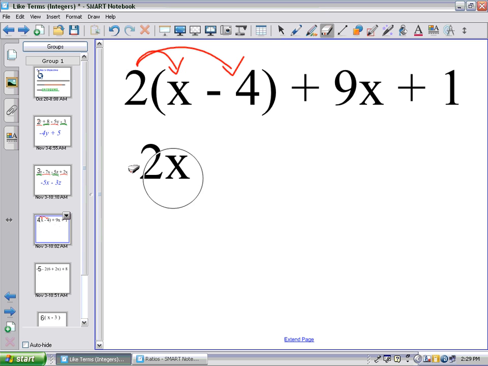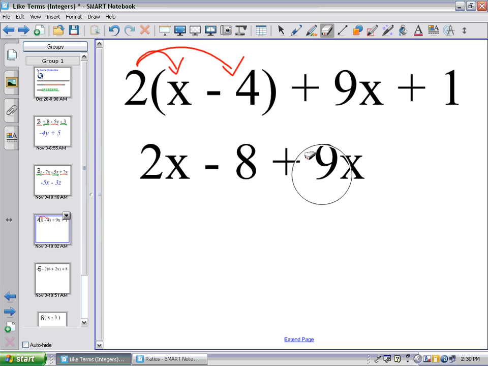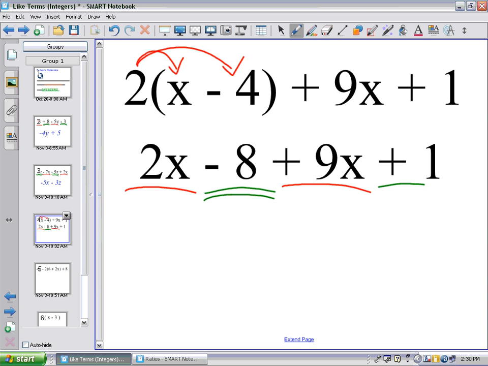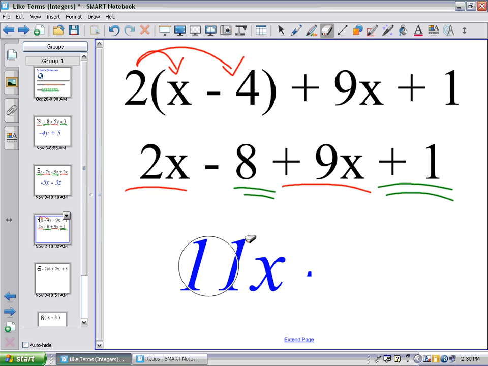And when you do that, 2 times x is 2x. And 2 times negative 4 is negative 8. And then I simply write down the plus 9x and then the plus 1. Now I can go from left to right and combine my like terms, underlining them first, positive 2x here, positive 9x here. And then what I have is I got negative 8 and a positive 1. So always do the variable terms first. Remember, positive 2x and positive 9x make positive 11x, and a negative 8 and a positive 1 make a negative 7. So my answer in simplified form here is 11x minus 7.